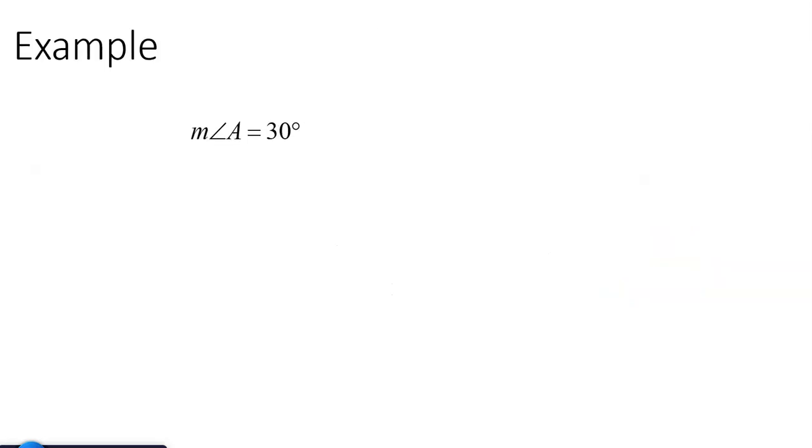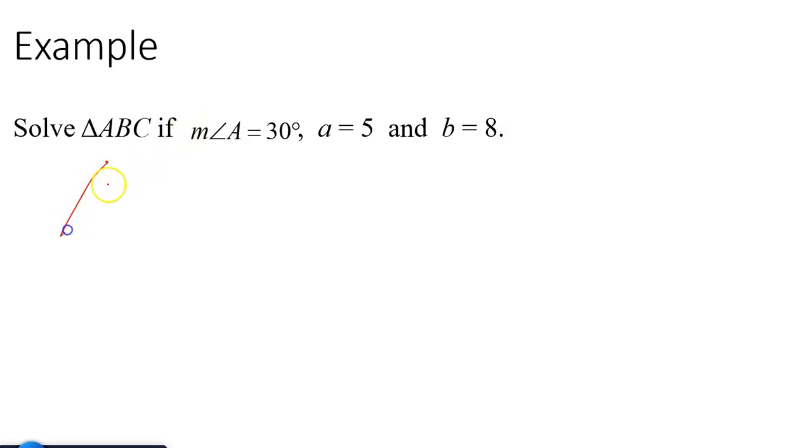So what do we do? Well, let's look at a couple of cases here. It says solve triangle ABC if the measure of angle A is 30, side A is 5, and the length of B is 8. All right, so the first thing is let's draw ourselves a picture. Usually a good way to start.